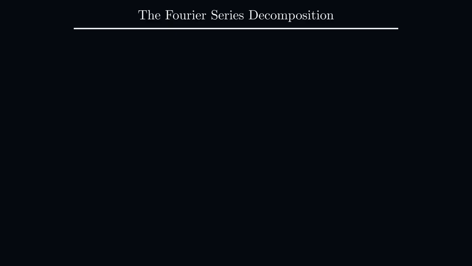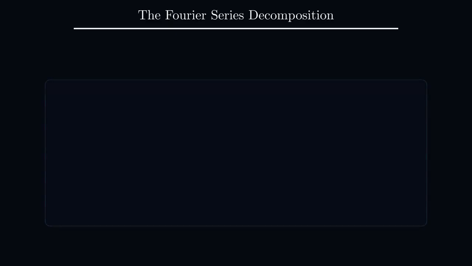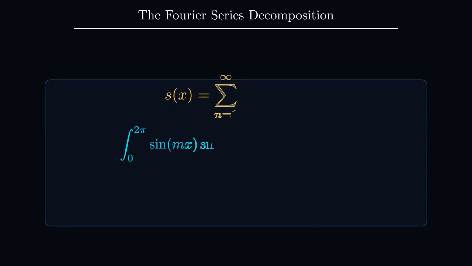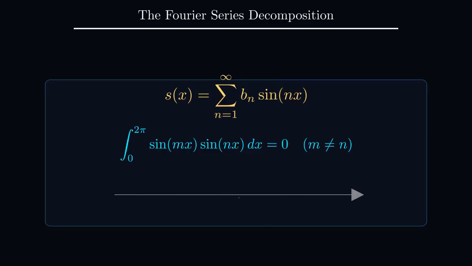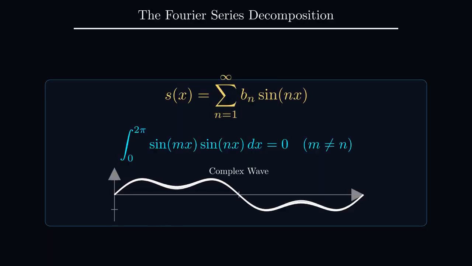This is the core mechanic of the Fourier series. A complex, messy signal, like a recording of a violin, can be broken down into a sum of simple sine and cosine waves. We can do this because sines and cosines of different frequencies are orthogonal to each other. If you take sin(mx) and sin(nx), where m and n are different integers, and integrate their product over a full cycle from 0 to 2 pi, the result is always 0. The positive areas where the waves reinforce each other are perfectly canceled out by the negative areas where they oppose each other.